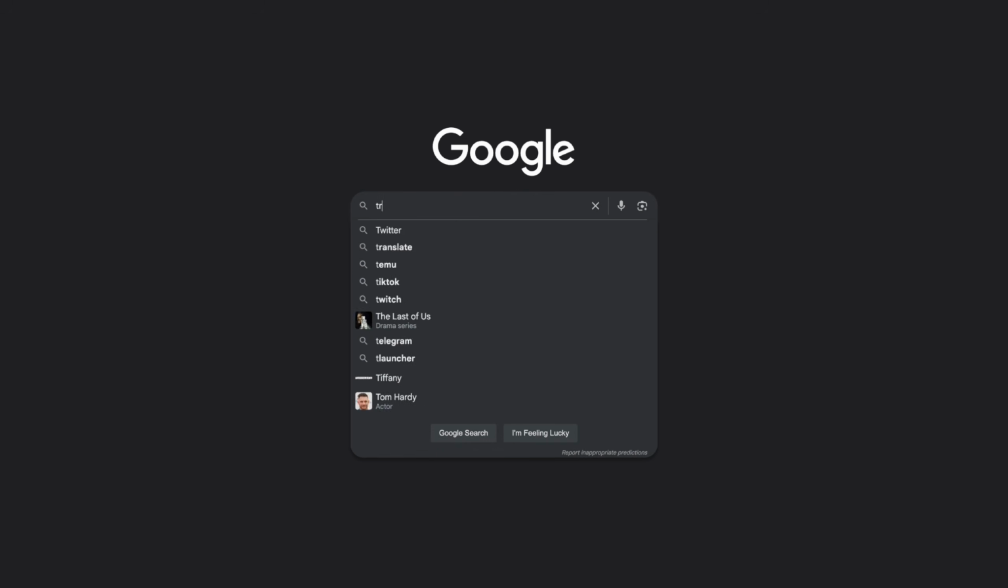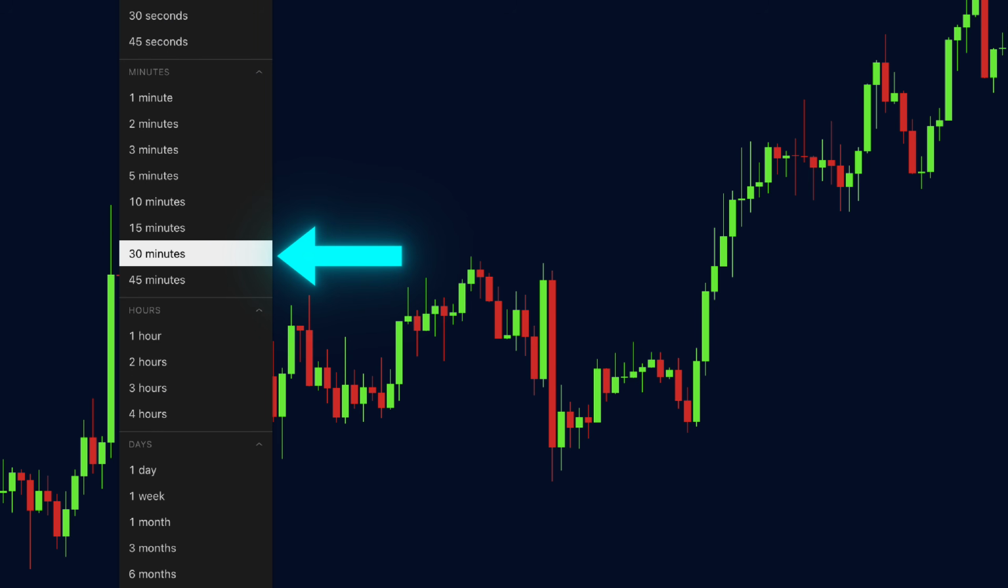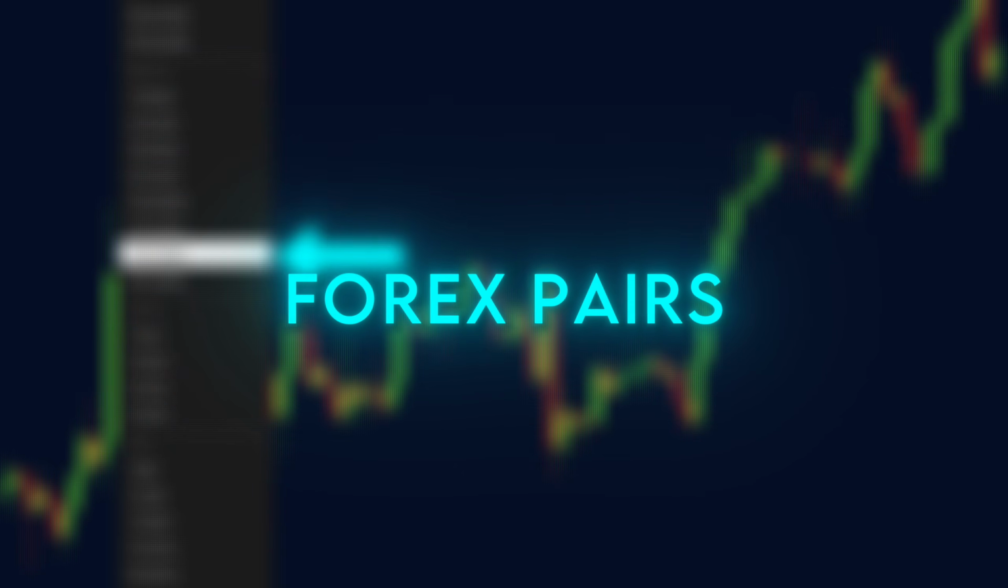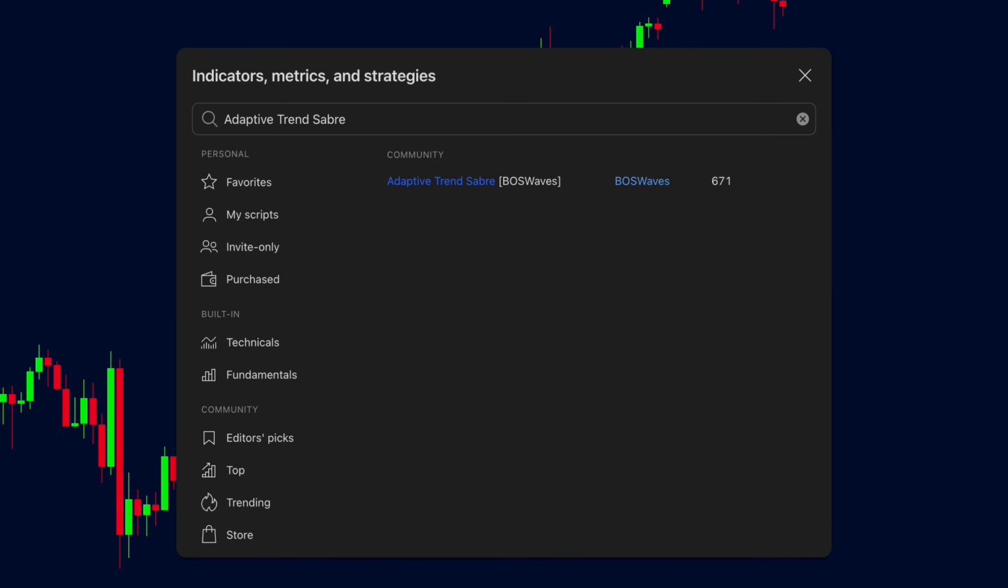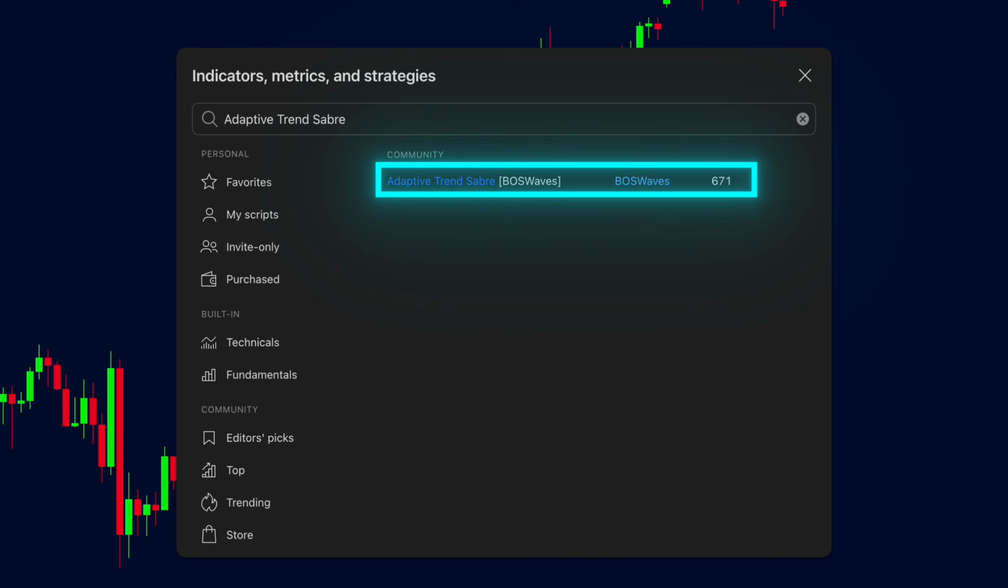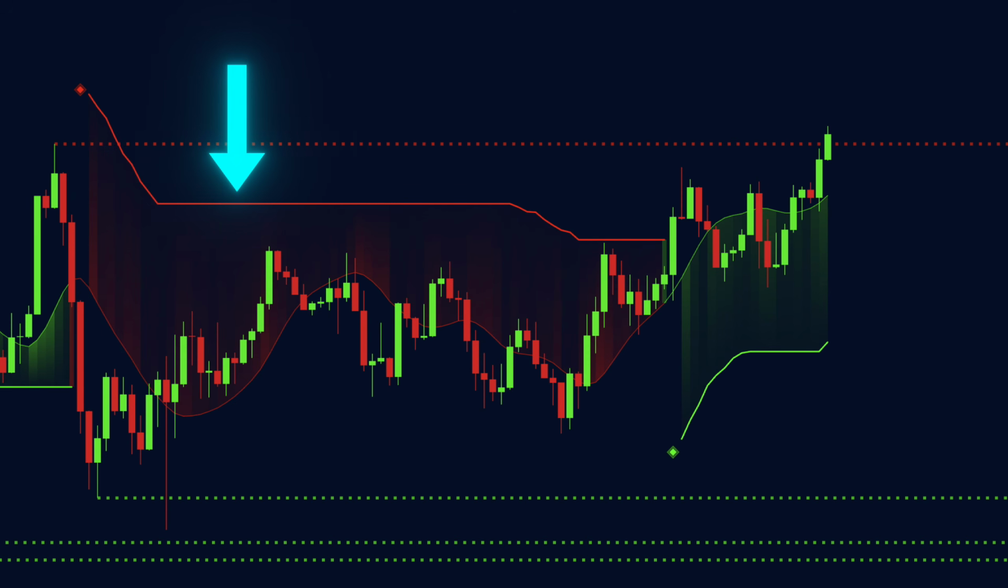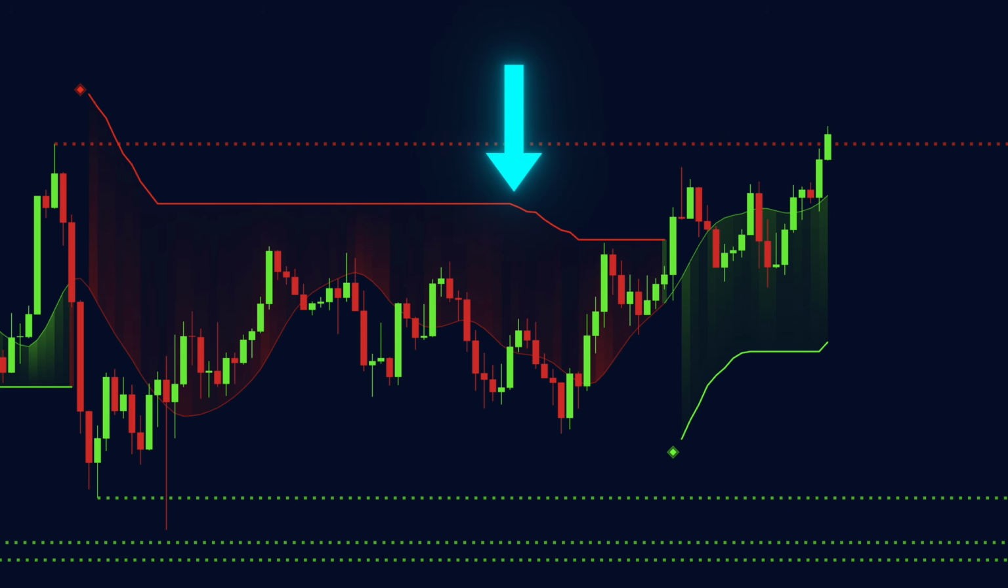To add the indicator, open TradingView and load any chart you want. I'm using the 30-minute time frame here, but this works the same way on forex pairs, crypto, stocks, or gold. Click Indicators, type Adaptive Trend Saber, and select the one by Boss Waves. As soon as it loads, you'll see a smooth adaptive line plotted directly on the chart following price.